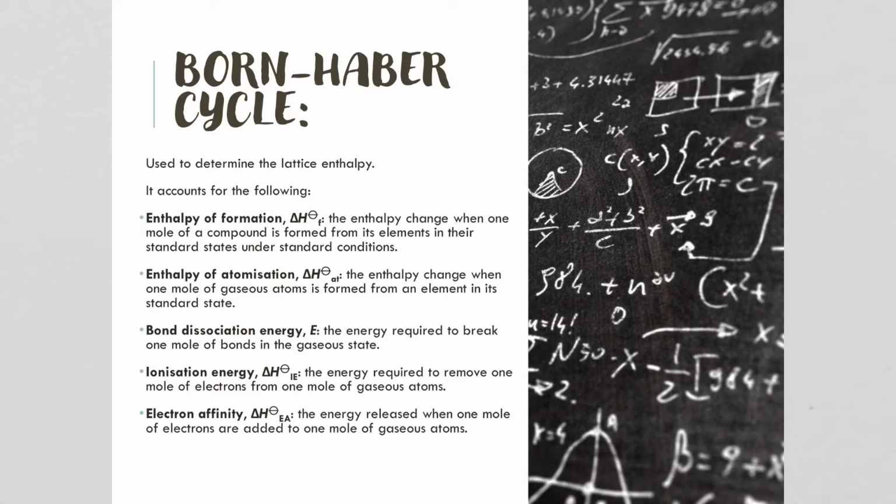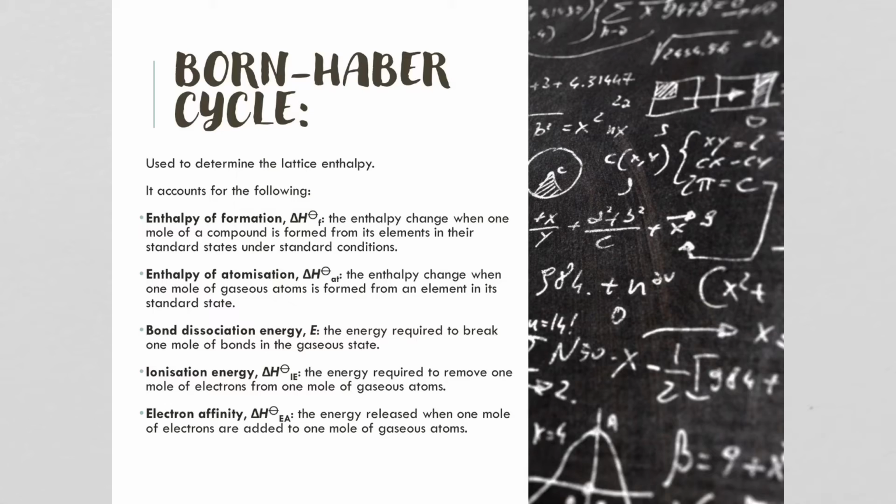Born-Haber cycles are used to determine the lattice enthalpy, and they account for the following. One, the enthalpy of formation. That's the enthalpy change when 1 mole of a compound is formed from its elements in their standard states under standard conditions. There's also the enthalpy of atomization, or delta H subscript AT. That's the enthalpy change when 1 mole of gaseous atoms is formed from an element in its standard state.